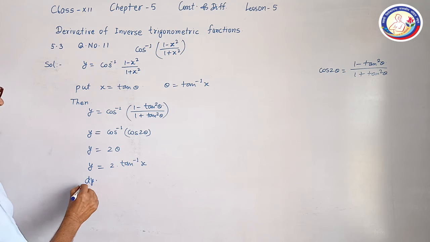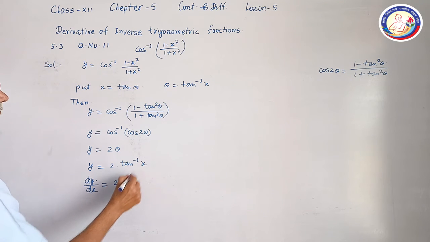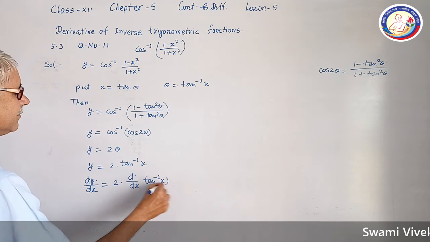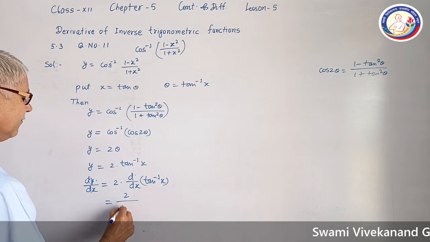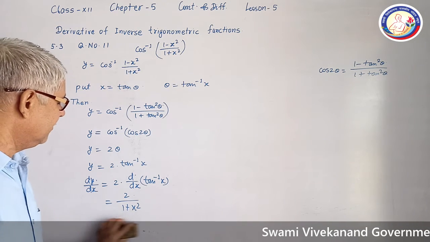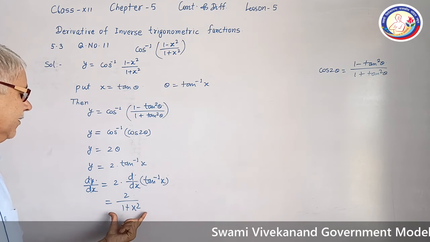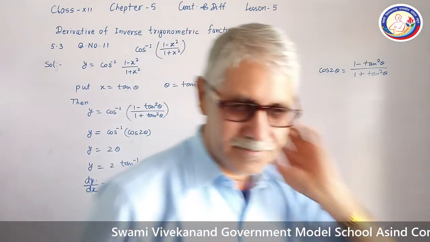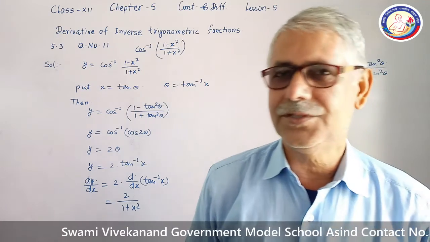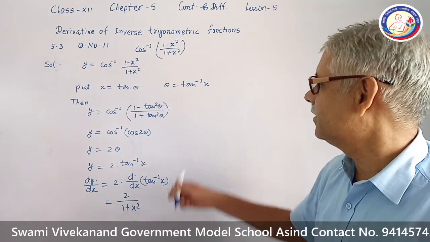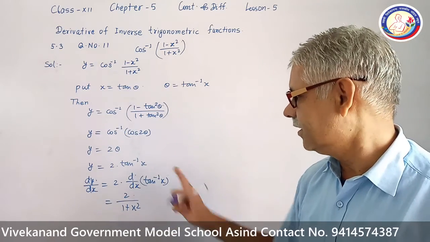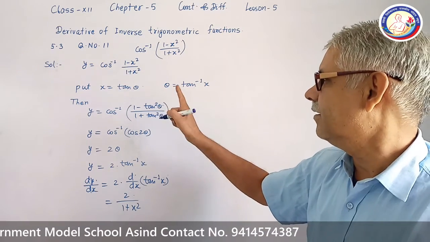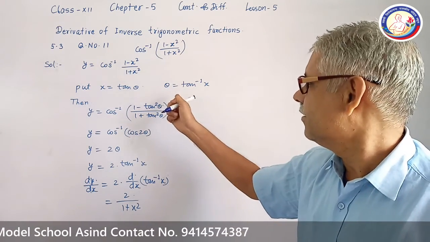Now differentiate both sides with respect to x. dy by dx is 2 into derivative of tangent inverse x, and that is simply 2 upon 1 plus x square, what we have already found in the previous solution. So this is another way. Sometimes we can substitute trigonometrical functions in place of x, and after simplification it gives us the result in a very easy manner. So depending upon the condition, we must go for this also.